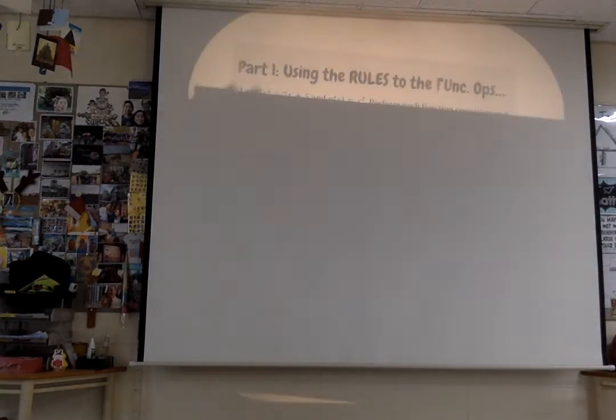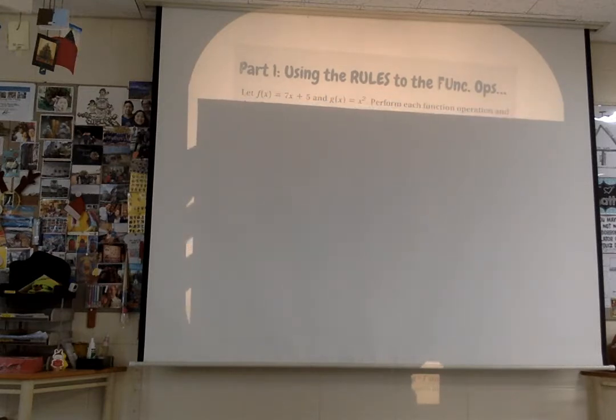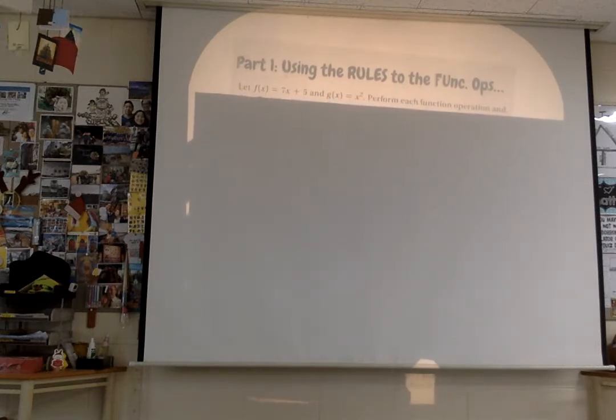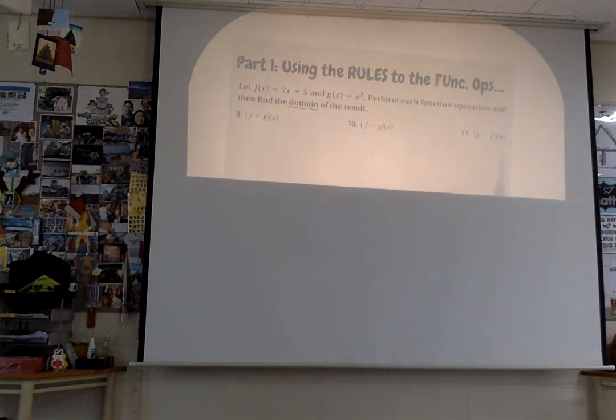So you guys, part one, let's use the rules and let's do the function operations, okay? So let f of x equal 7x plus 5, g of x equal x squared. Let's perform each operation and find the domain of the result. Now, this is a new part, okay? Find the domain of the result, okay? So you guys, we're going to try these three. Why don't you try on your own, but I'll do the first one with you.